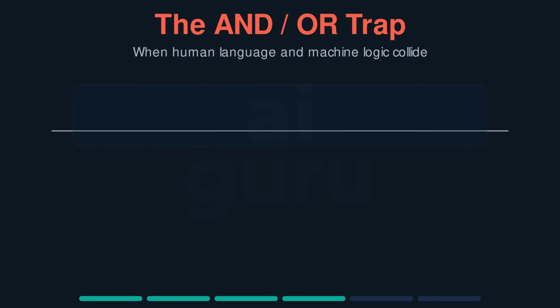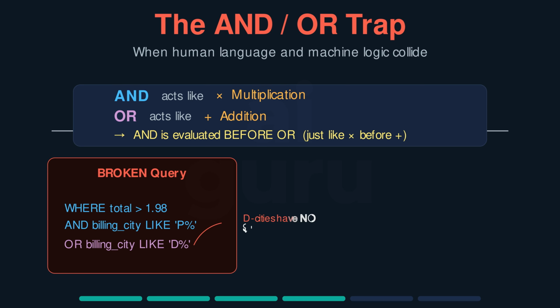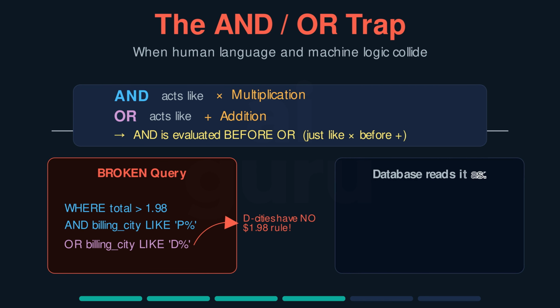Now, this brings us to a trap. A massive logic trap that almost everyone falls into when they start combining these filters. The AND/OR trap. Yes, this is where human language and machine logic just completely collide.